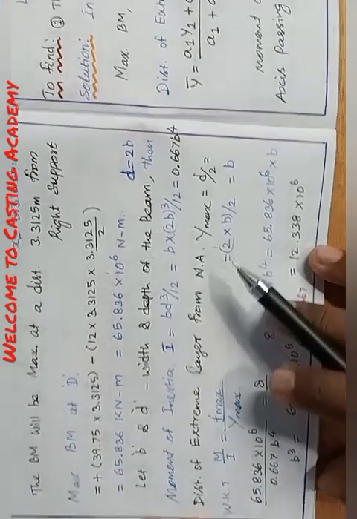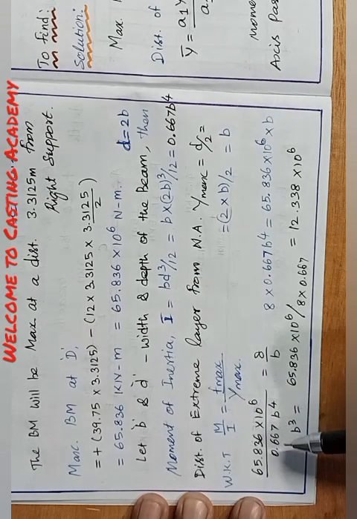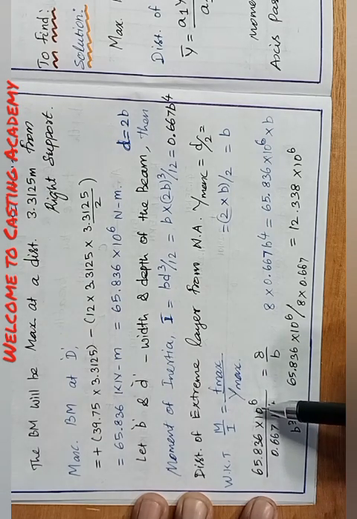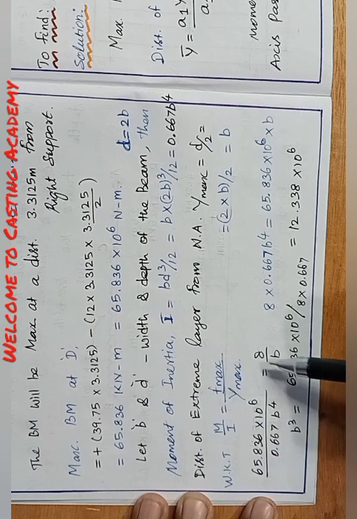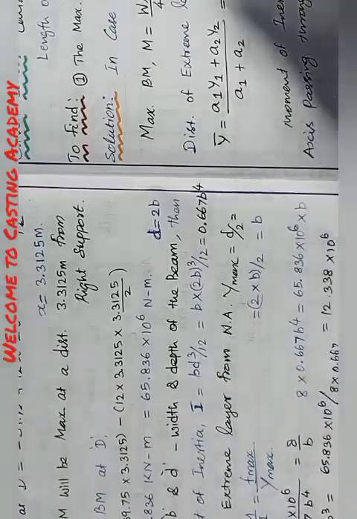We know that M by I equal to f max divided by y max: 65.836 into 10 power 6 divided by 0.667 into B power 4 equal to 8 by B. So we work it out, and we get B cubed equal to 65.8 divided by 8, that is 12.388 into 10 power 6.